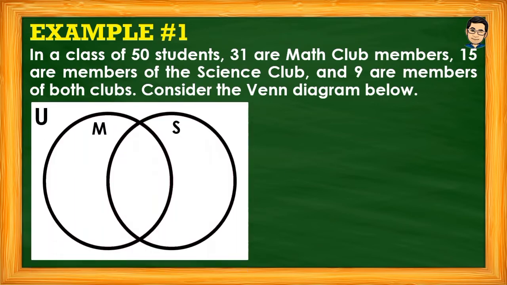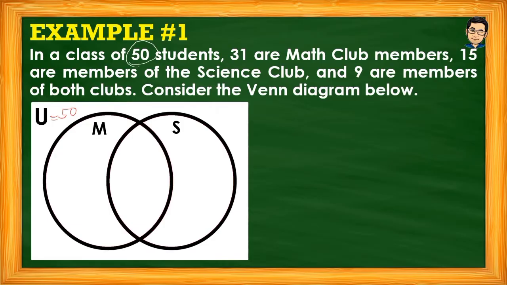So based dito sa problem natin, in a class of 50 students, so 50 students, ito po yung ating universal set. Okay, so yun po yung total. So pwede nating isulat dito, U is equal to 50. Now, next, based dito sa ating problem, 31 are math club members. And then, 15 are members of science club and 9 are members of both clubs. So, naka-indicate dito yung kung ilang estudyante ang member sa both clubs.